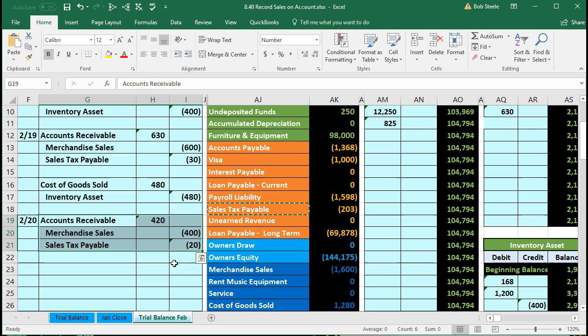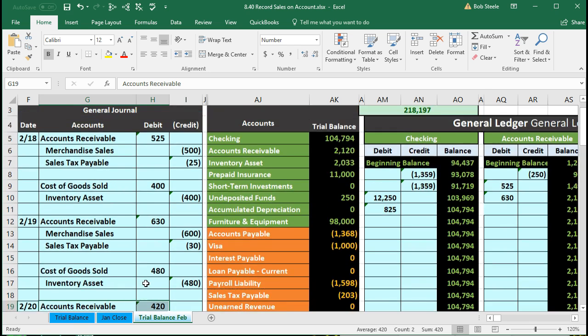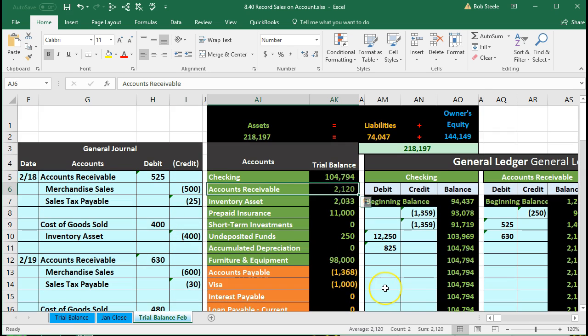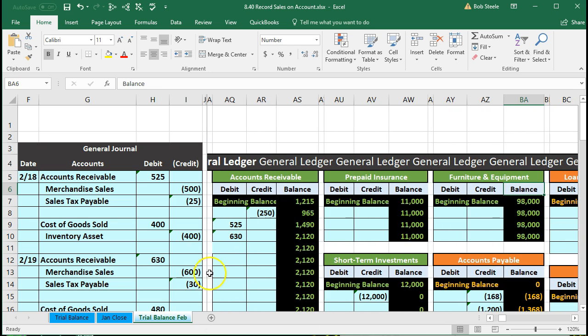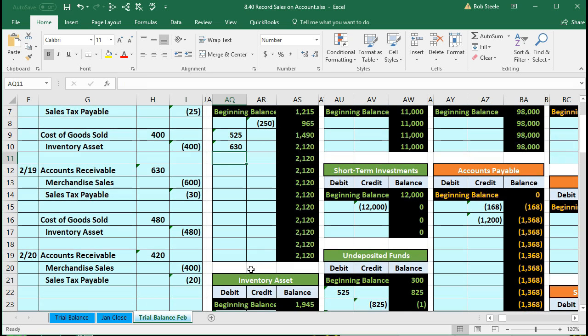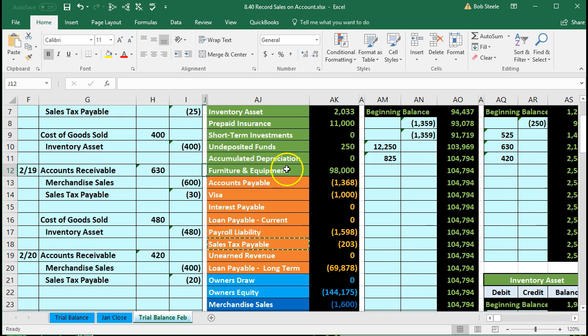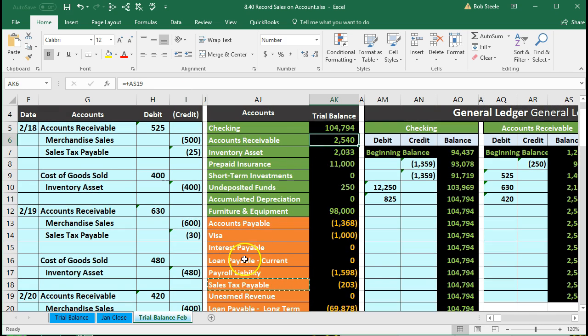Now we're going to go through the process of posting this to the general ledger, starting with the accounts receivable. The panes are already frozen, and that's the second account on the trial balance, and therefore the second account on the general ledger. Scrolling over so we can see it side by side. There it is in AQ11. AQ11 is going to be equal to, pointing to that 420 increase in the balance from 2,120 to 2,540. Scrolling back to the trial balance, we can see that 2,540 on it as well.